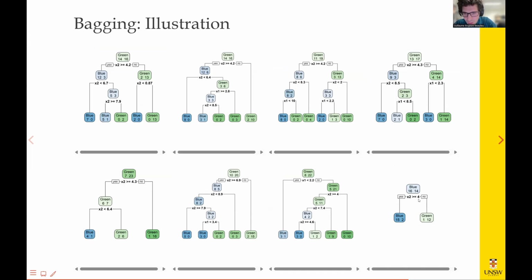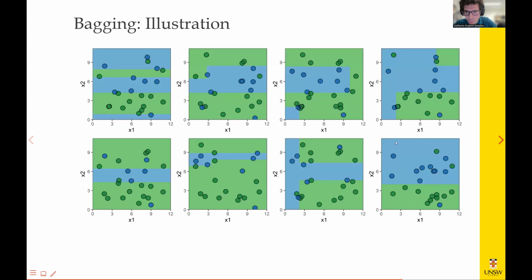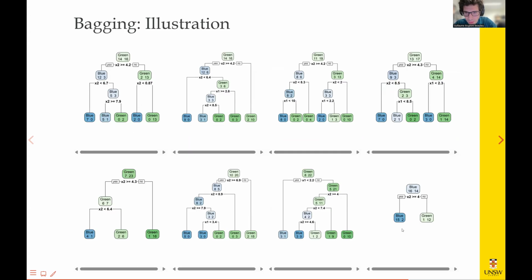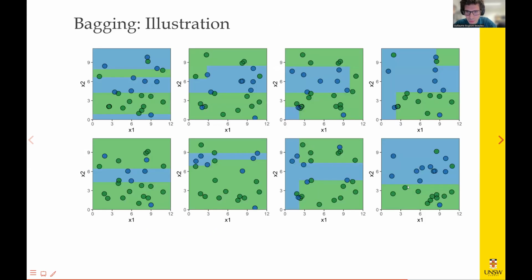X2 bigger or equal to 4. So if yes, we're bigger than 4, we predict blue, correct? And if we're smaller than or equal to 4, we predict green, so we're here.